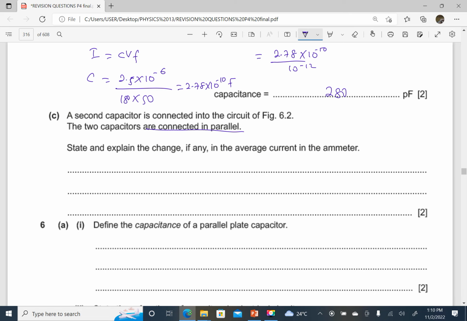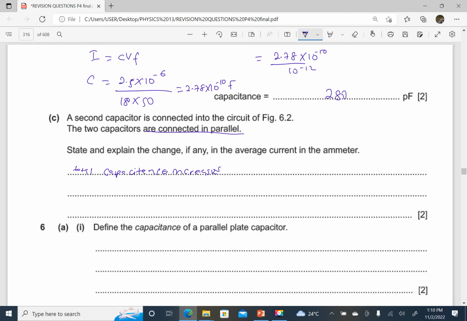So first of all, total capacitance increases when we connect capacitors in parallel. So total capacitance increases, and since we have already seen from I equals CVF, since I is directly proportional to C, then the average value of I increases. That's one way of looking at this.